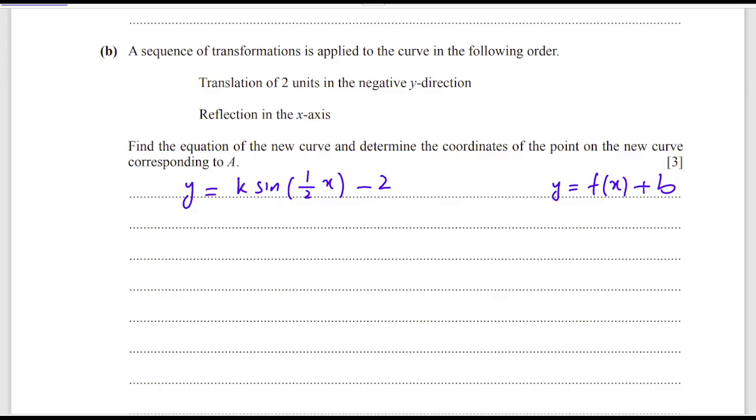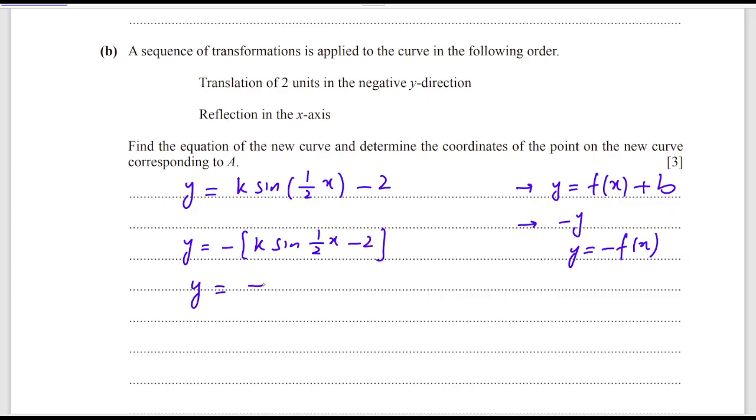Now the reflection in the x-axis is obtained by replacing y by minus y. In other words, y equals minus f of x is the reflection of the given curve in the x-axis. So in order to reflect the given curve in the x-axis, multiply everything by a negative sign.